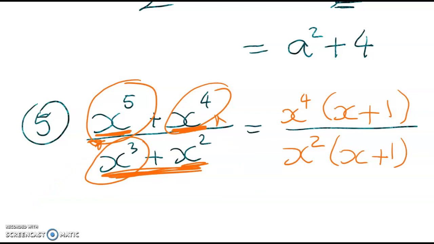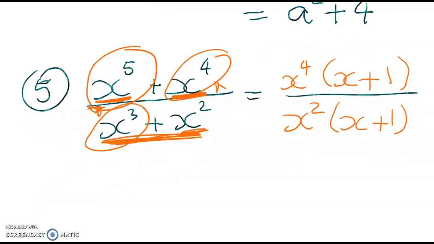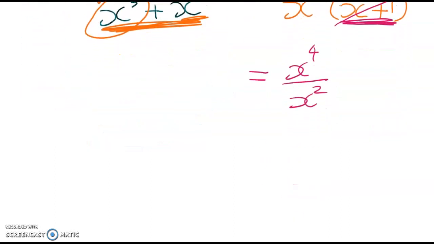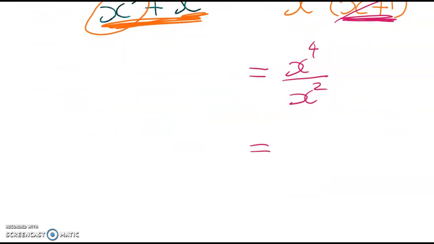Okay, so now we should be getting good at spotting the common factor. And we see that in here we've got x plus 1, and here we've got x plus 1. That leaves me with x to the power of 4 over x squared. And this goes right back to the earlier work we did last week. I've got the same base, so I can just subtract the powers. And my final answer is x squared.